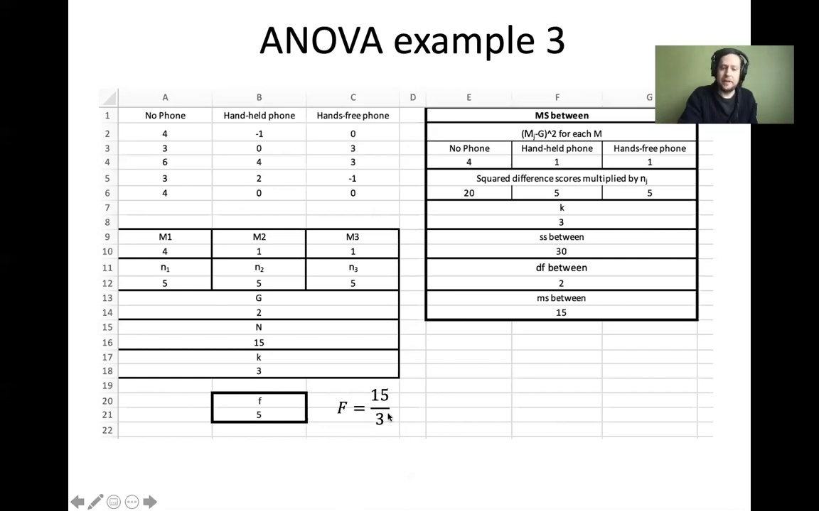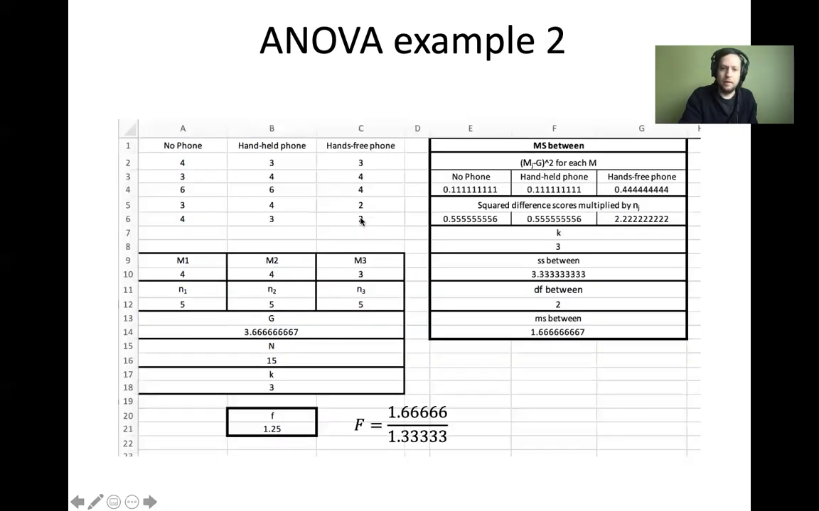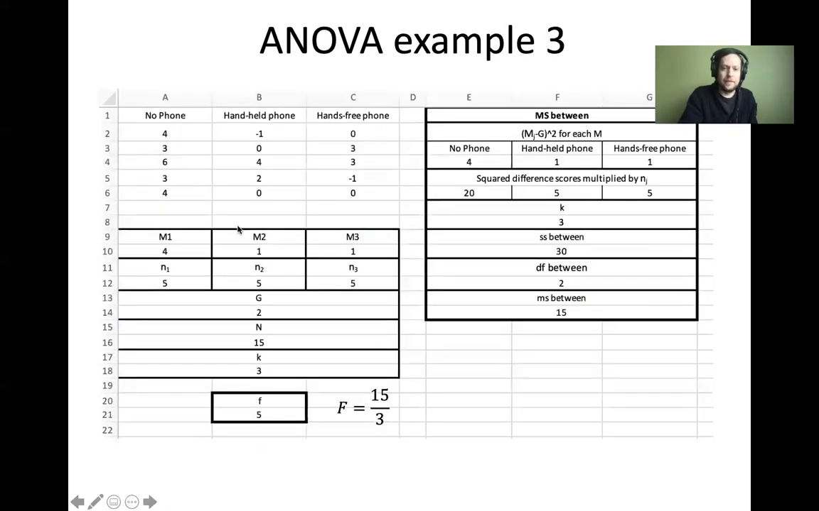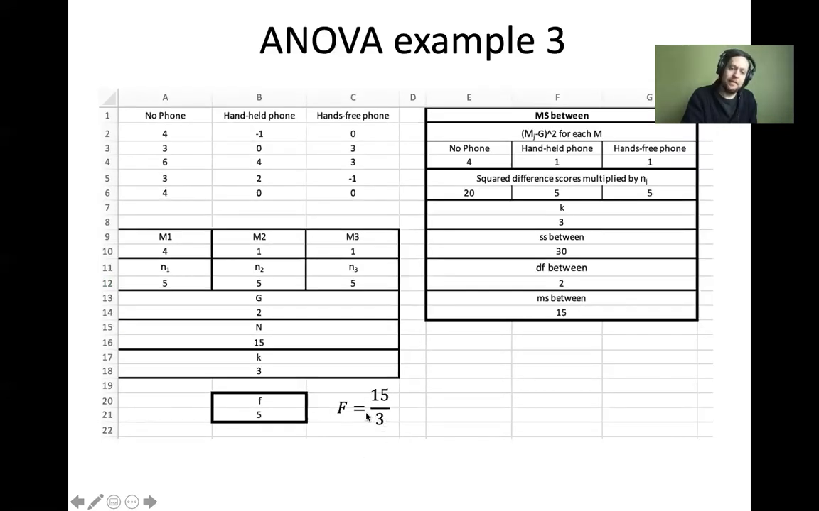The denominator has gotten bigger. In example 1, the denominator was 1.3, reflecting the fact that the average amount of variability within each condition was relatively small. In example 3, I've made the variability in this condition bigger by spreading the numbers apart. I've made the variability in this condition bigger by spreading the numbers apart. The net result is that the denominator, the MS within, has gotten bigger. If you care, my calculations for MS within for this problem are right here. The MS within has gotten bigger because the average amount of variability in each condition is larger.